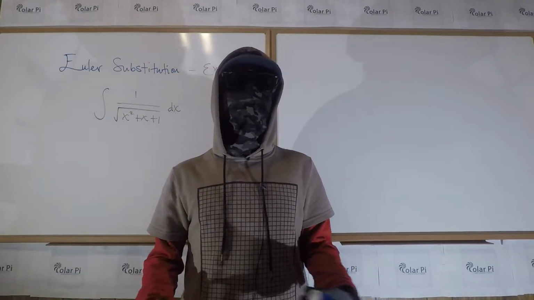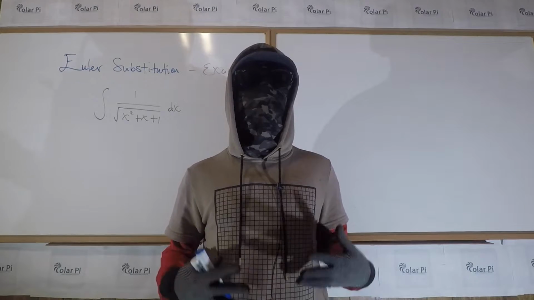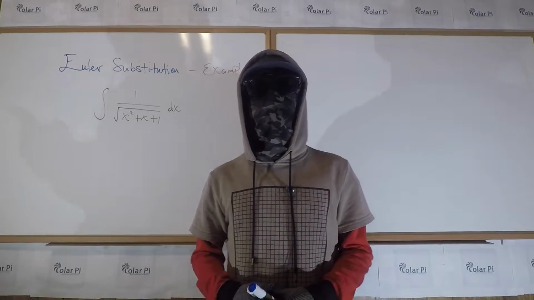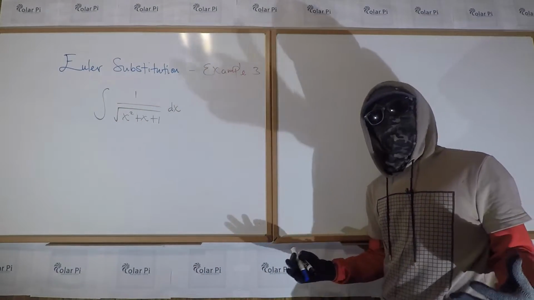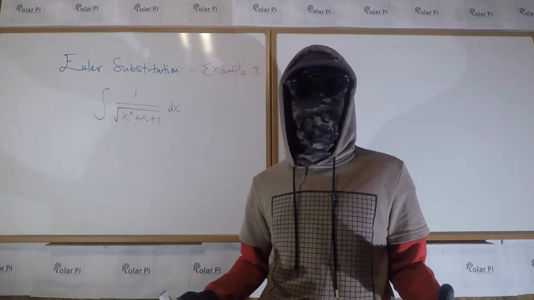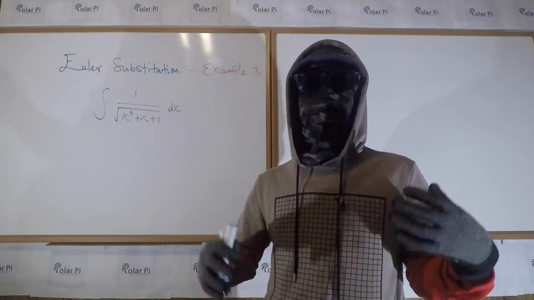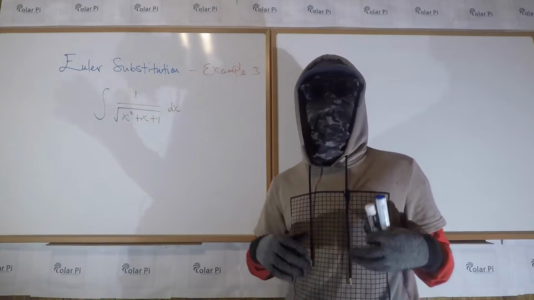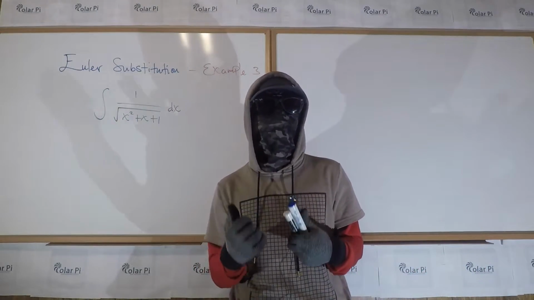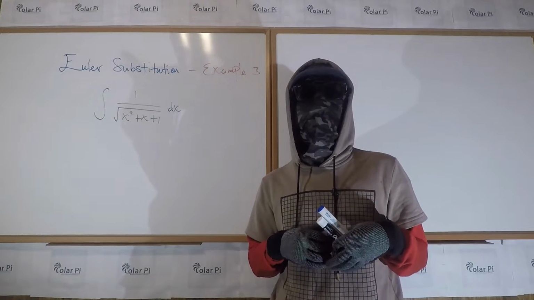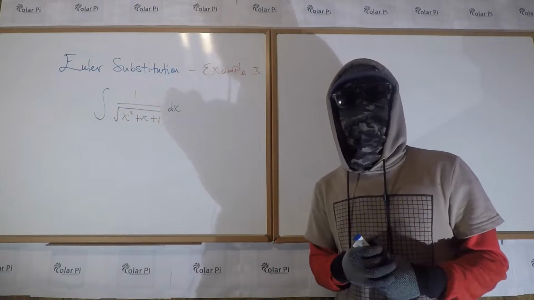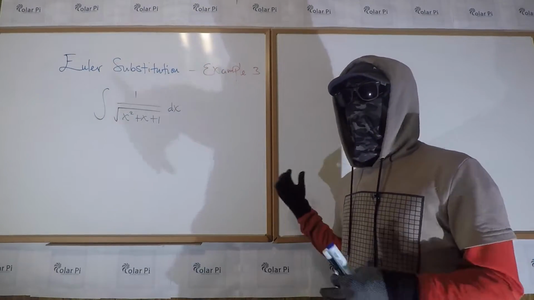Hey guys, welcome. In this video, I'm going to give you an example of the third and final Euler substitution. As I said in the previous two examples, the most important example to watch is example 0, because there we look at all three Euler substitutions big picture, and we come up with three useful equations for x in terms of t, and we're going to need one of them here.